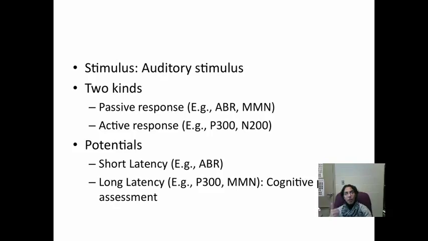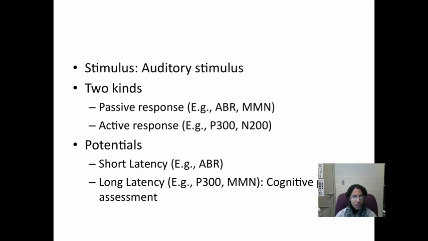Okay. So now ABR is auditory brainstem response. MMN is mismatch negativity. P300 is positive peak at 300. N200 is negative peak at 200. Okay. And that's the time. 300 and 200 are in terms of time, 300 milliseconds and 200 milliseconds.